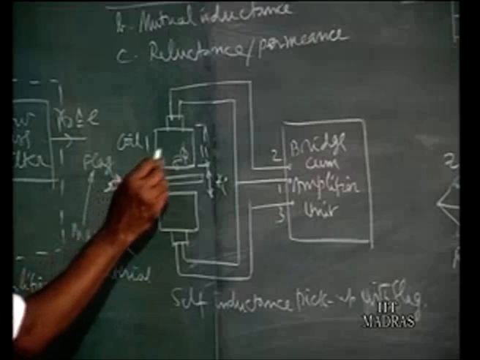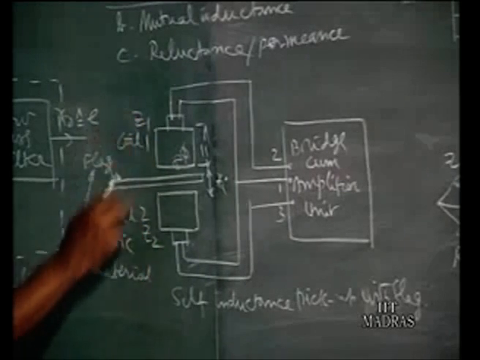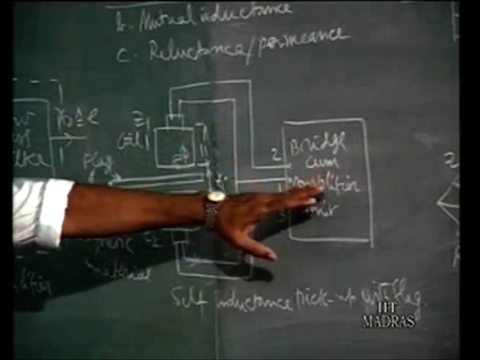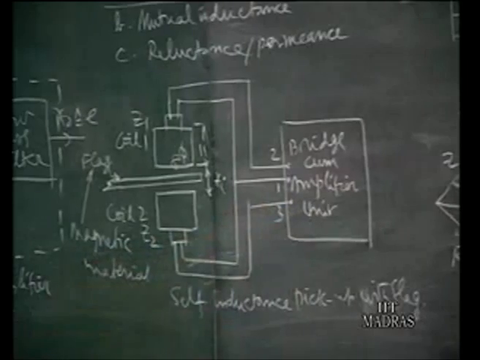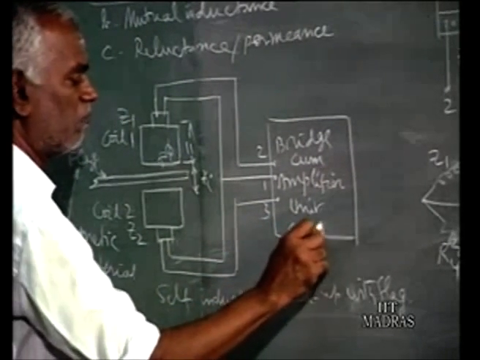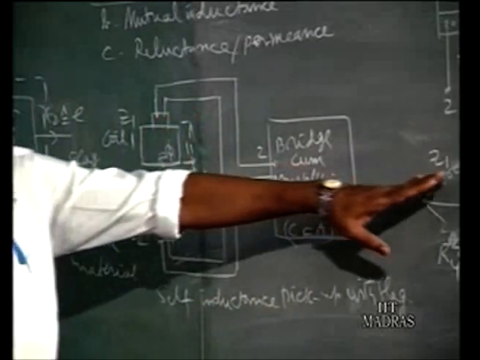So the reluctance or the impedance Z1 and Z2 both will be equal. Now these two coils are connected to a carrier frequency bridge cum amplifier unit, which is nothing but a carrier frequency amplifier. So it is connected, and you get the excitation. It's somewhat like this.